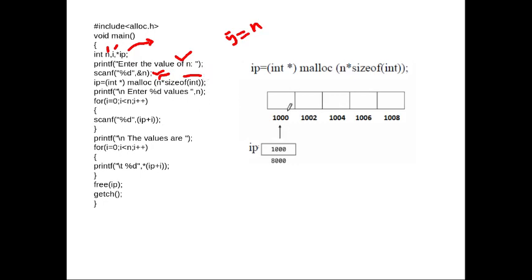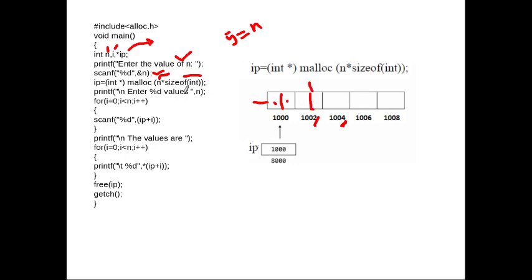So the first memory location address is 1000, the second memory location address starts at 1002, the third memory location address starts at 1004, right? So here there are 2 bytes of memory in each location. Here we have 2 bytes.